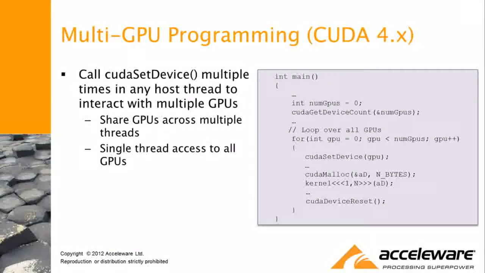You can just query the number of devices in your system. You get the number of GPUs back. This is obviously doing nothing intelligent, but it's basically looping over all the GPUs. cudaSetDevice tells you which GPU all following CUDA code is going to target. So it starts off by targeting GPU 0. It allocates memory on GPU 0, launches a kernel on GPU 0, resets it for some reason. Like I say, it wasn't an intelligent example. And then we move to GPU number 1, and repeat the process.